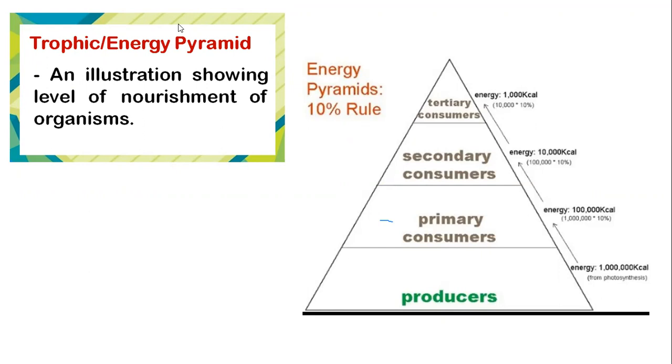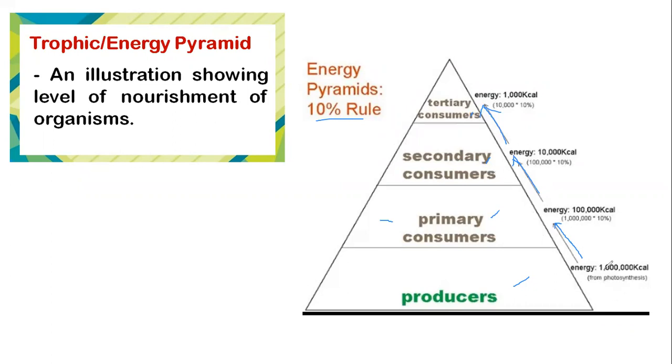So we have here the producer. It is a pyramid, obviously. It shows a 10% rule. Producer, primary consumer, secondary consumer, tertiary consumer. This arrow tells us that the energy is being transferred from producer to primary, primary to secondary, secondary to tertiary. What does the 10% rule mean?